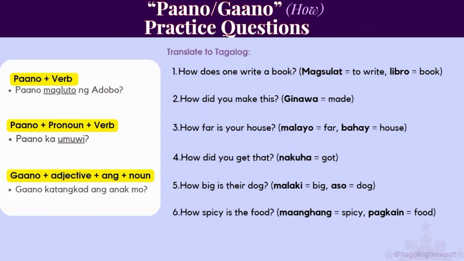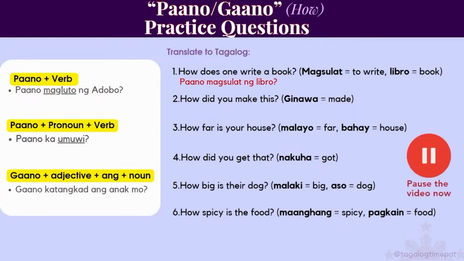And then here are the examples that I want us to do. Let's do number 1 together. How does one write a book? Magsulat means to write. Libro is book. So how does one write a book? This is actually asking about an action. So we would use paano. Paano magsulat ng libro? How does one write a book?